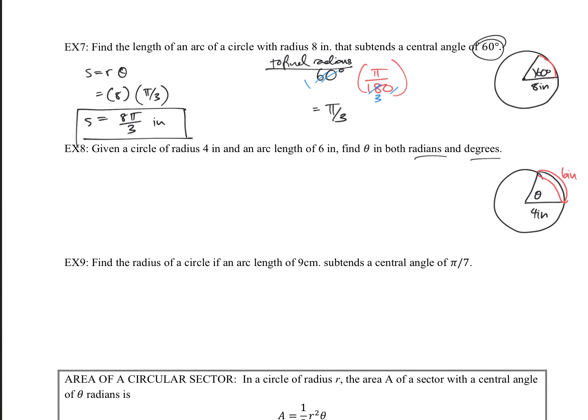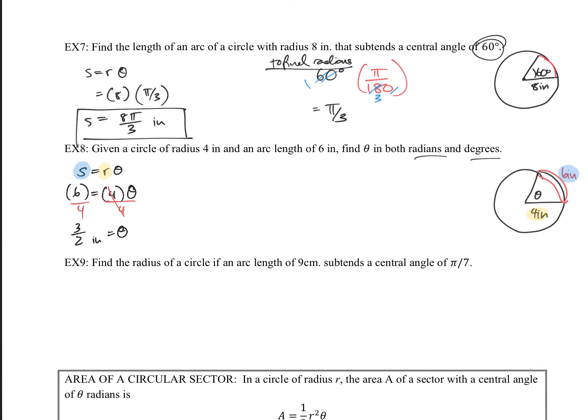Okay, so we're going to use the same formula we always use, S equals R theta, except this time we're given different values. So we're given R, which is 4 inches, and we're given the length, but we're not given theta, so we have to solve for theta. Let's go ahead and plug in the values that we know. So S was 6, and R is 4. So solving for theta, we'll go ahead and divide both sides by 4. So theta is going to equal 3 over 2 inches. These are my radians.